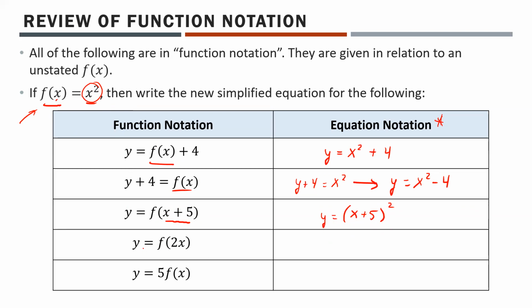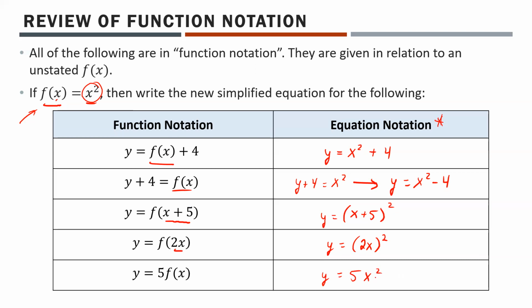Let's see a similar one. Y is equal to f of 2x. That's our function notation. Let's change this now to equation notation. This will be y is equal to, replace x with 2x, so it'll be 2x squared. There we go. That's our equation notation. Last one here, I think, is honestly one of the more simple ones. 5 times f of x. Well, that's just y is equal to 5 times what f of x was. That's going to be x squared.